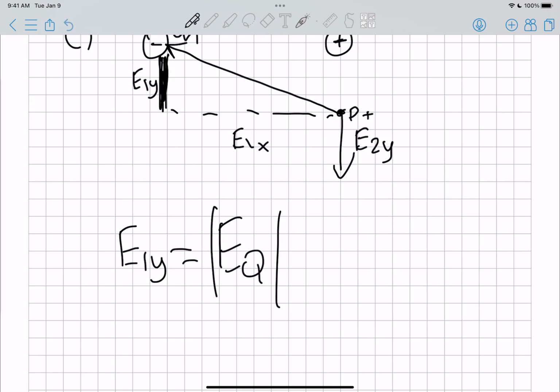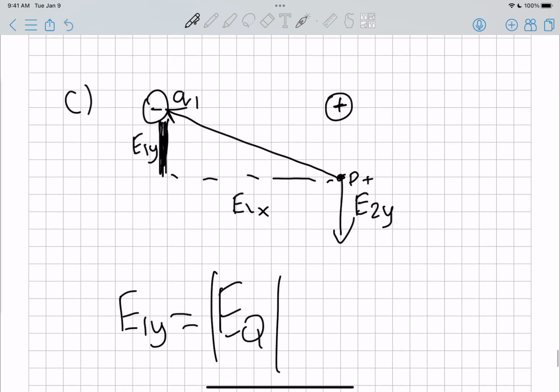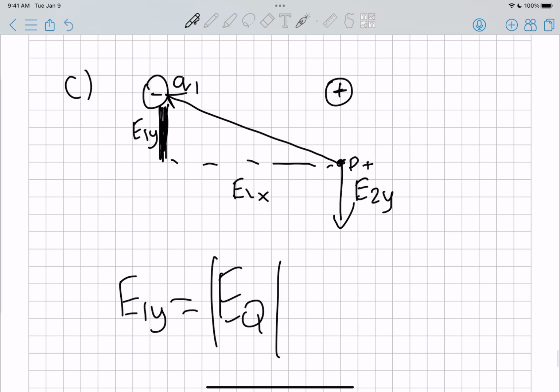So the absolute value of that, I think it's like 6,000-something newtons per coulomb, and it would be directed downwards along the negative y-axis. Yeah, 6,480. So the magnitude of the electric field would be 6,480, exactly the same as E1y, but directed downwards so that it cancels out E1y. Does that make sense?